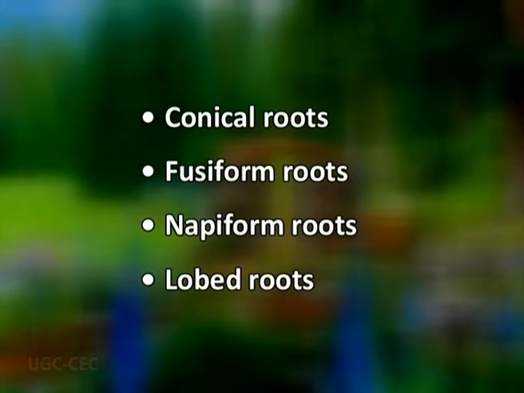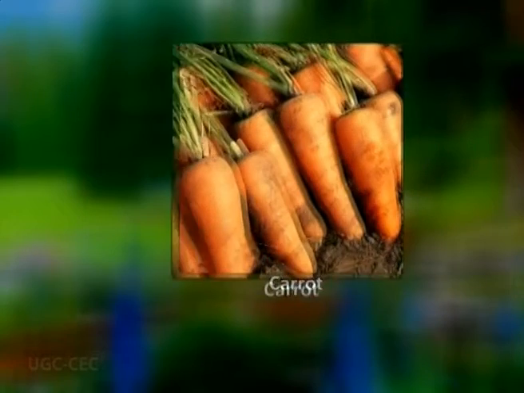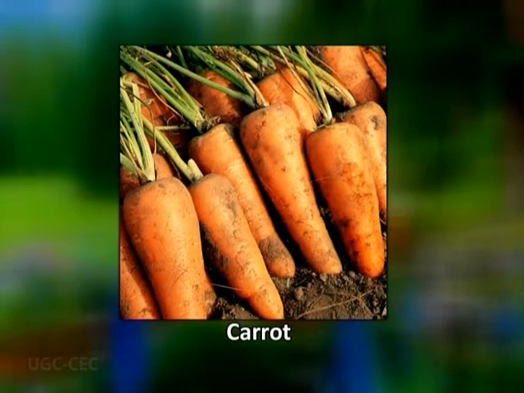These roots assume various shapes. These are conical, fusiform, napiform, and lobed roots. First, the conical. In this case, the storage root is broad above and gradually tapers towards its growing tip. It assumes a cone-like shape as in carrots, Daucus carota.